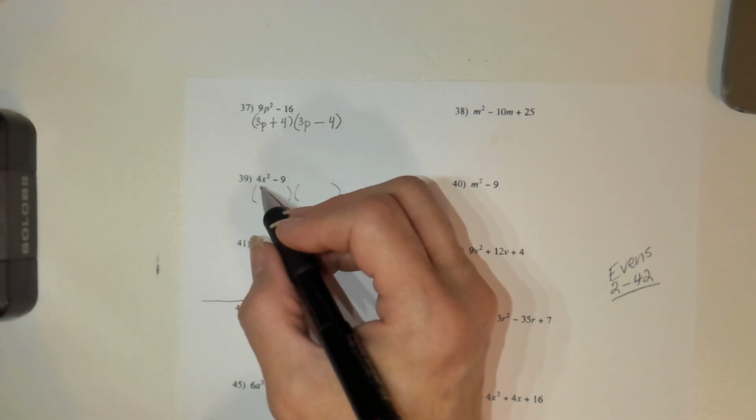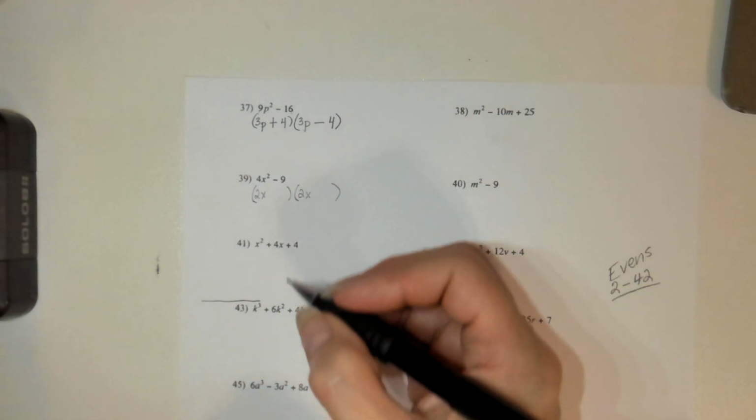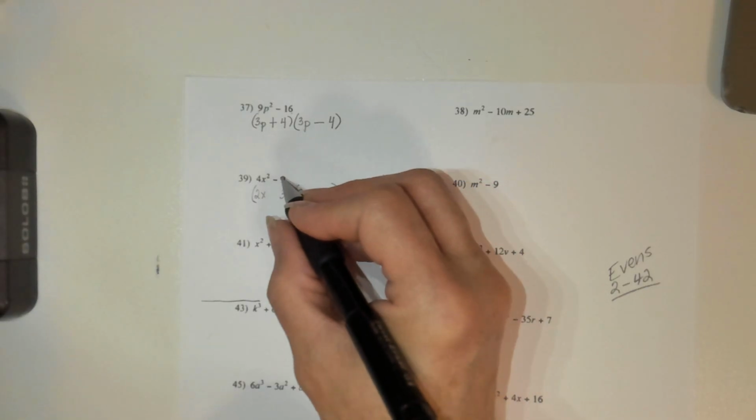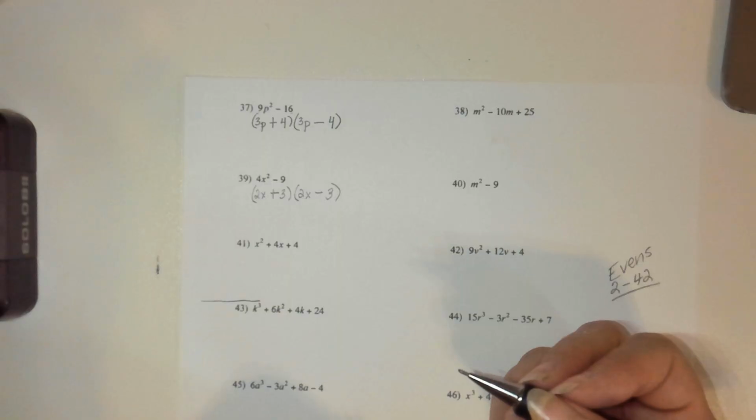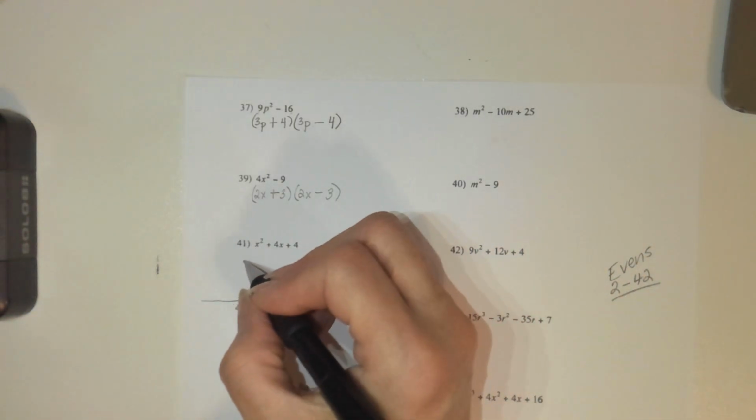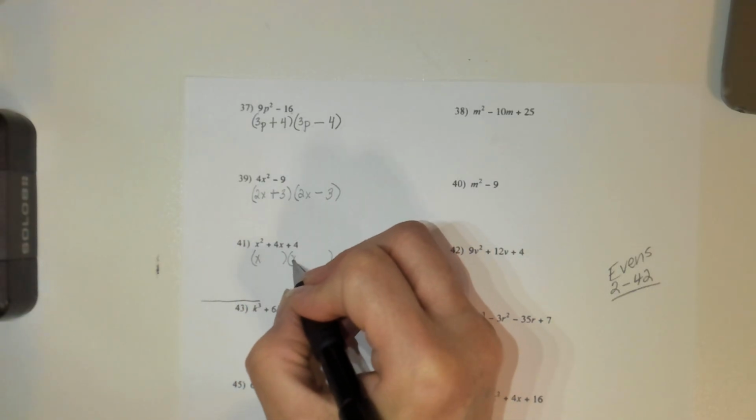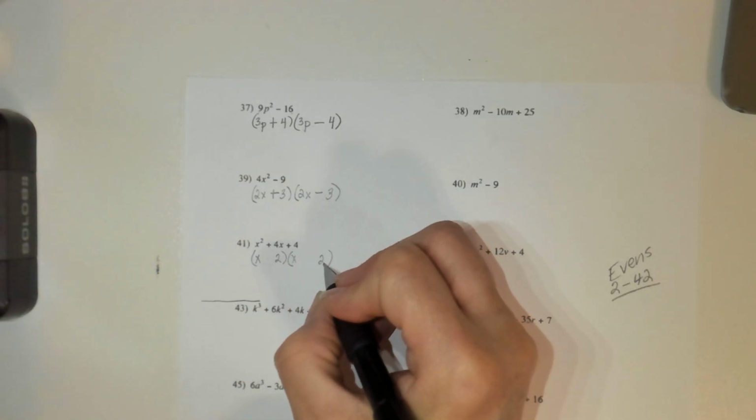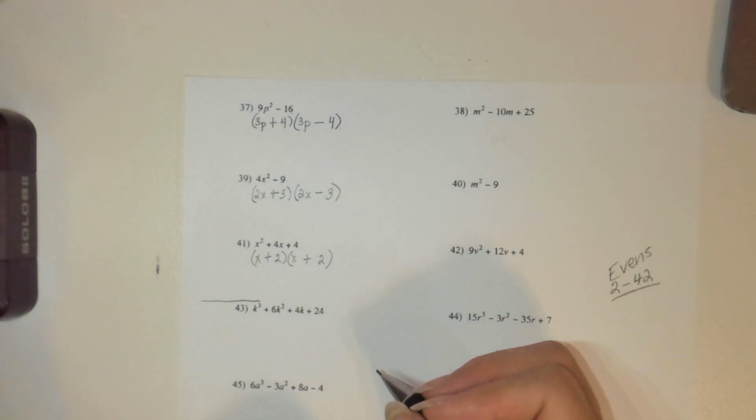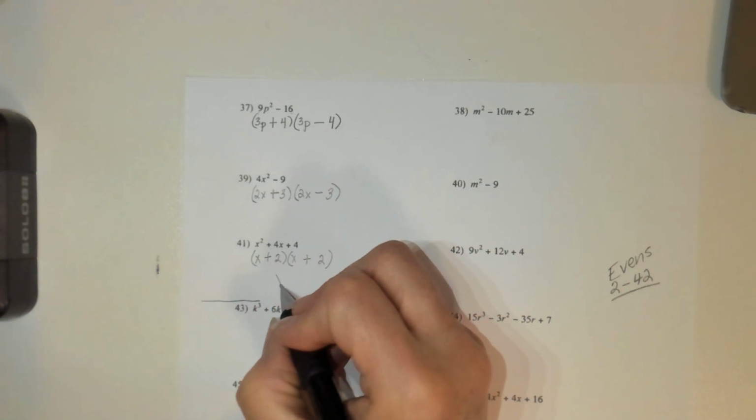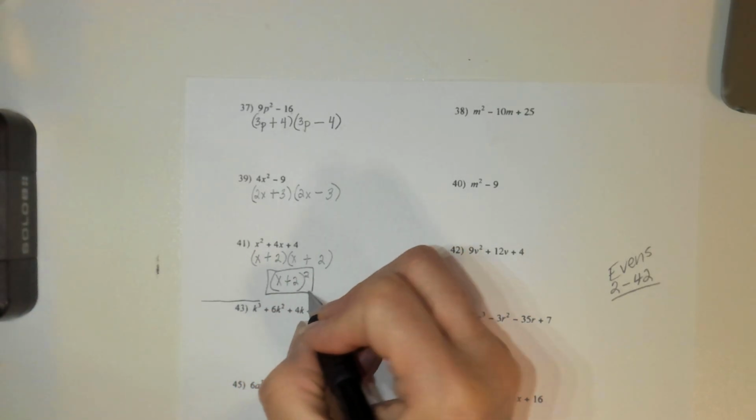They're perfect squares. So it's 2x times 2x makes the 4x squared. It is a 3 times 3 that makes the 9. And one is positive and one is negative because the middle went away. 41, this one has a middle piece, but it's x times x, and 2 times 2 makes 4, and it also adds to make the 4 in the center. So you can write this as x plus 2 to the second power.